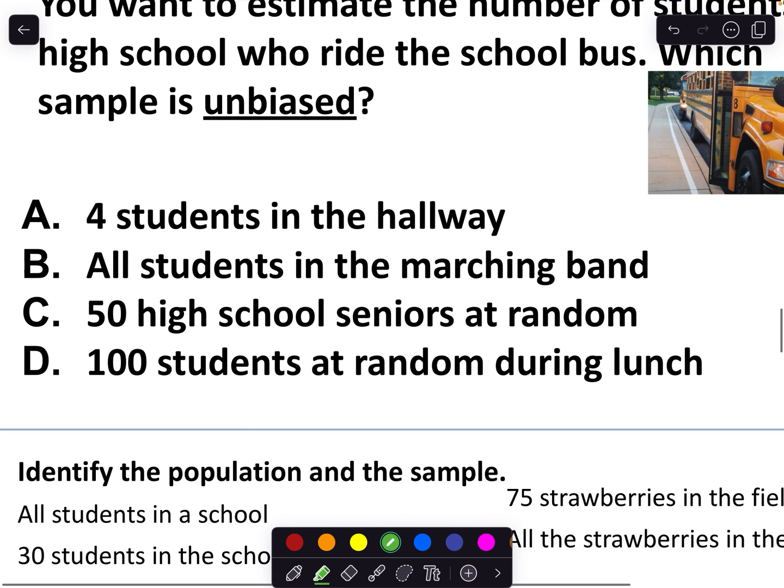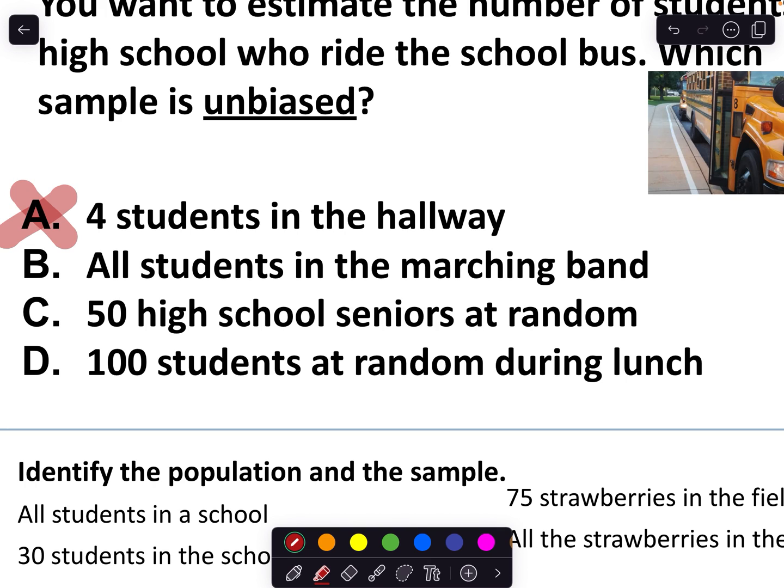So remember, it has to be representative, random, and large. So 4 students in the hallway, I'm going to say probably not that one because that's only 4 students. That's not very large, right? That's just like a small group of people.